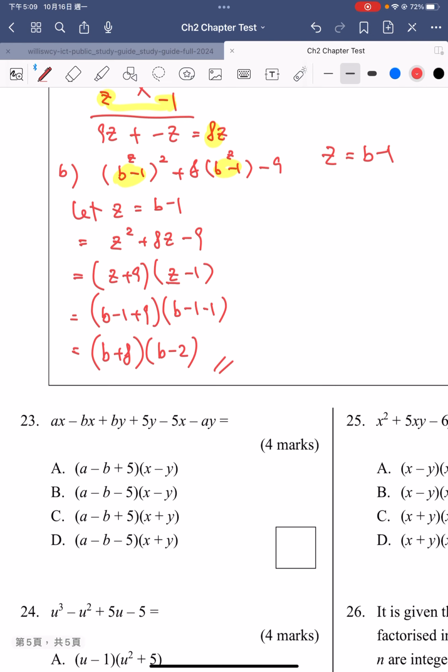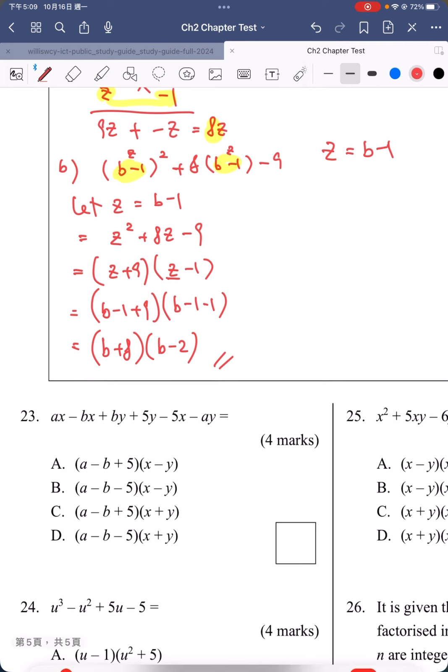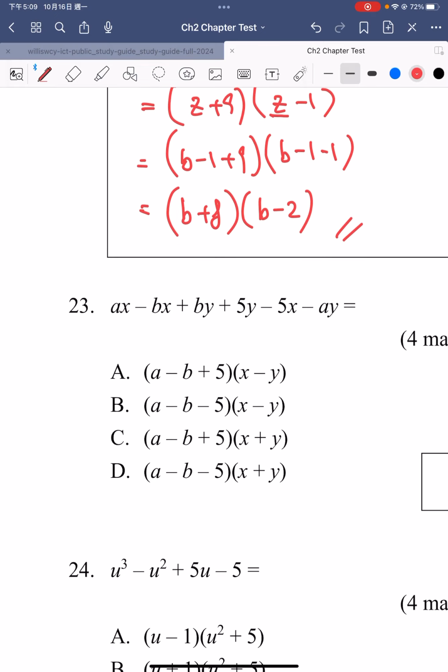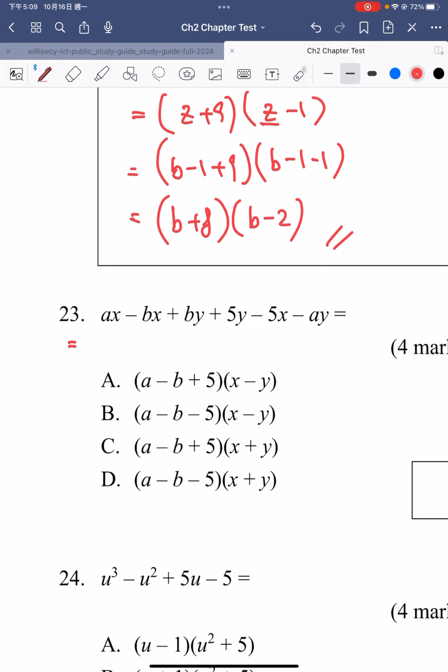Alright, so for 23, if you can see that, there are 6 terms here. Actually we have 3 x's, and we have 3 y's as well. So you can group the x together. First of all, you can group the x, so we have a minus b minus 5. And then we take out the y as well, so we have b plus 5 minus a.